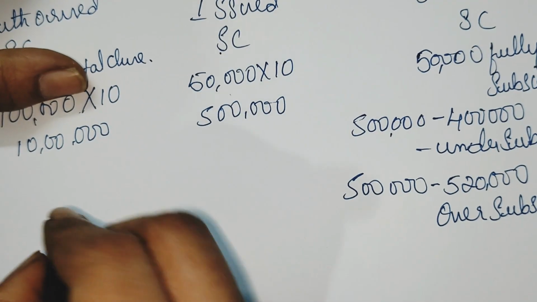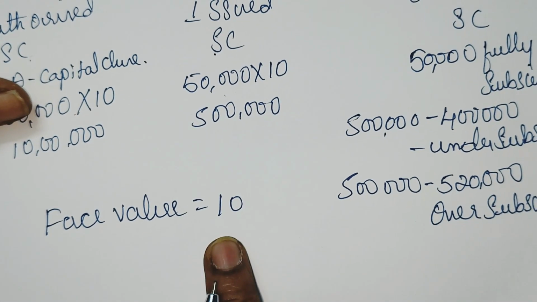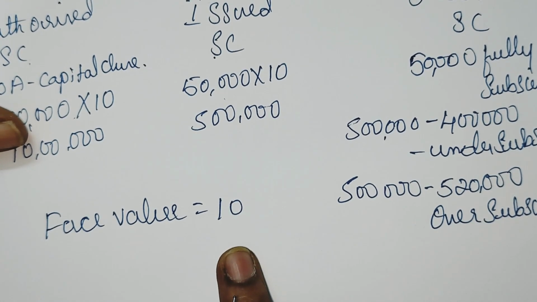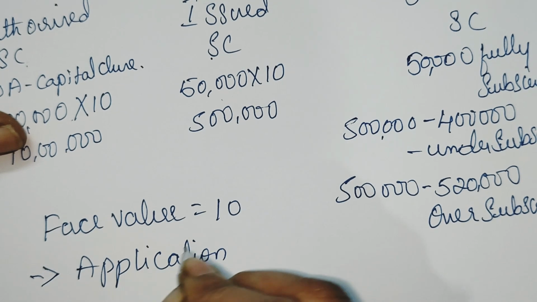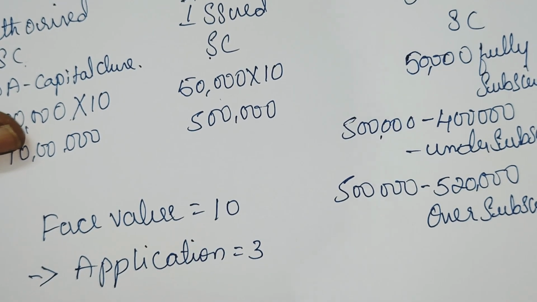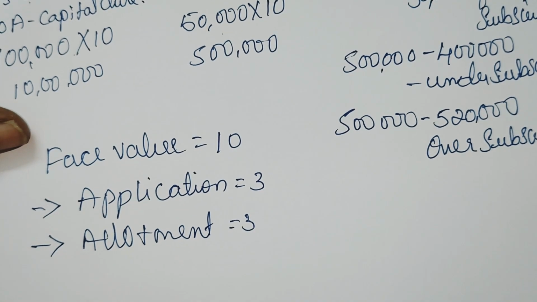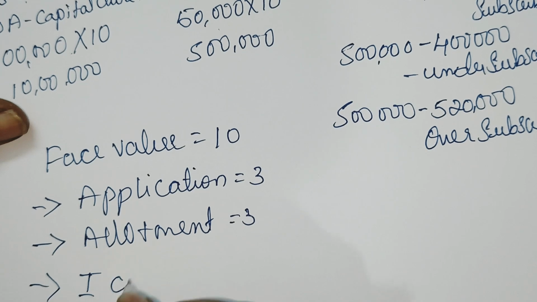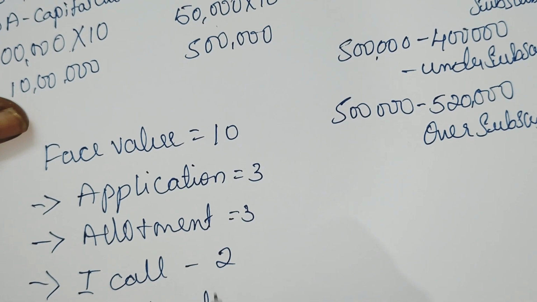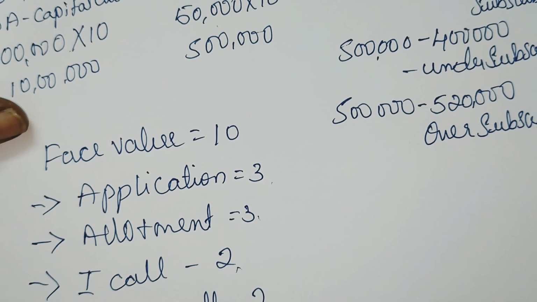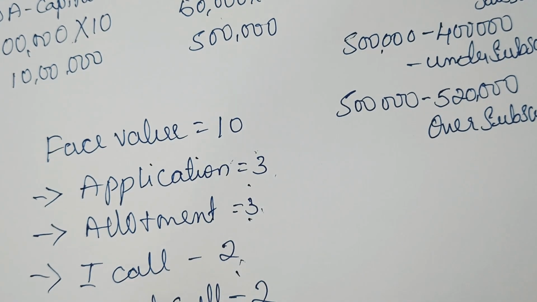Now, the application money, the face value. The face value is 10 rupees, no? You are not collecting 10 rupees in a single go. Then how are you collecting? You have stages. First you will collect 3 rupees on application, part of the face value. Then on allotment, 3 rupees. On first call, 2 rupees. Then the second and final call, 2 rupees. See, 6 plus 4, 10. This 10 rupees you are collecting as application money, allotment money, first call money, second and final call money.